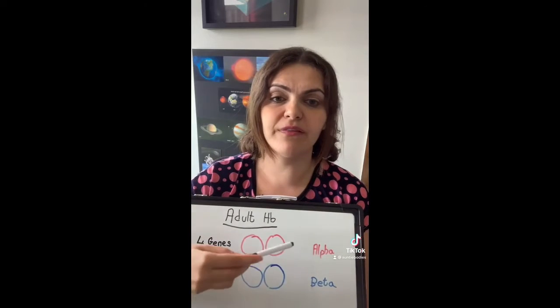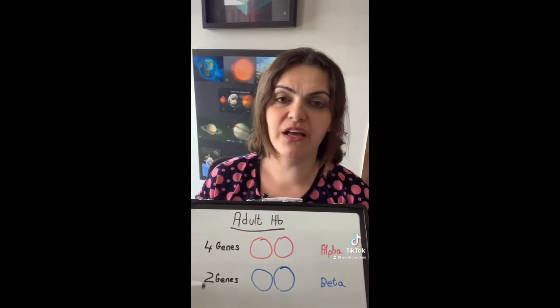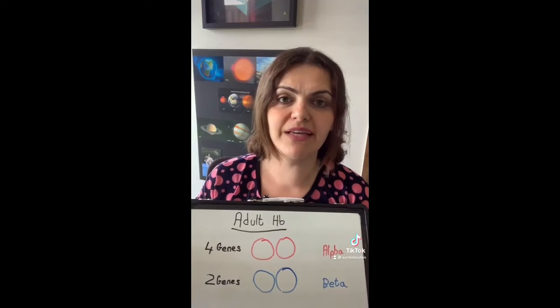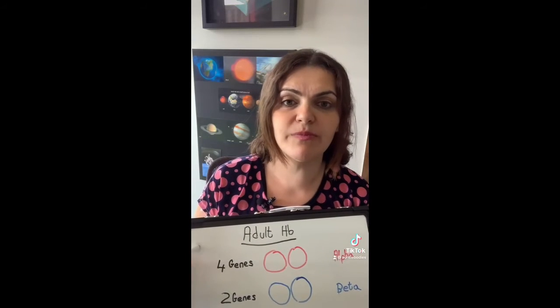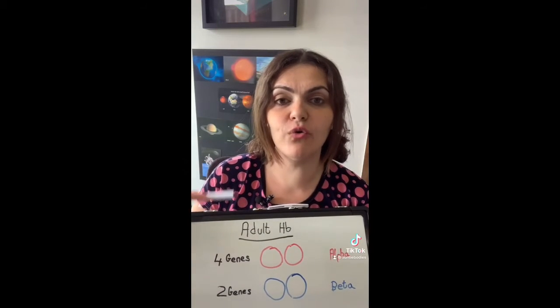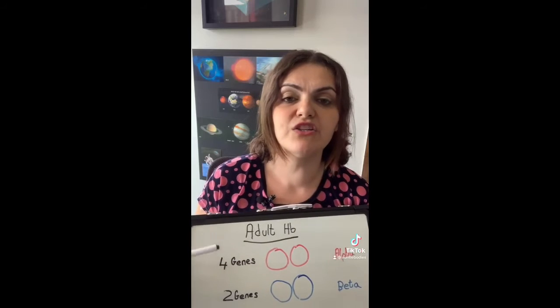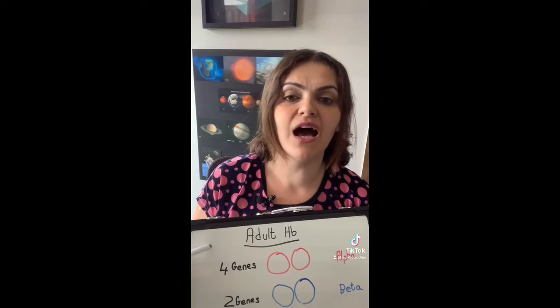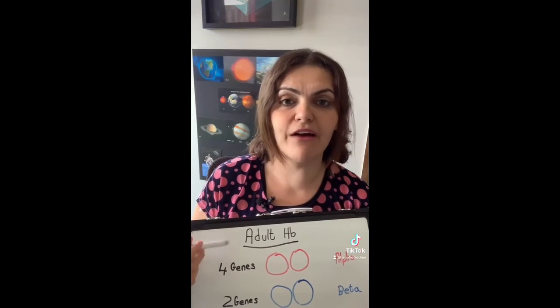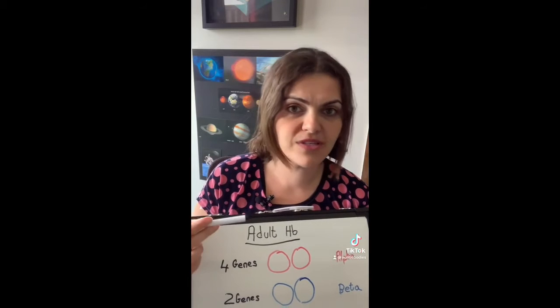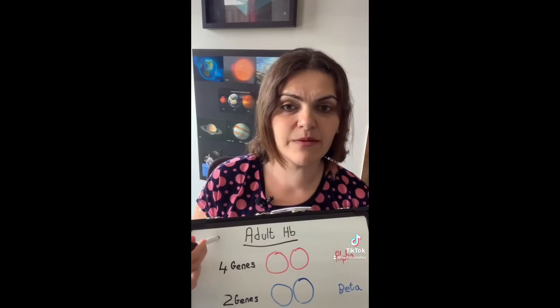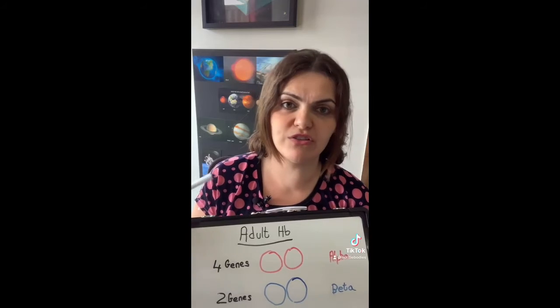Now, with alpha minor and beta minor, the way they present in complete blood count is that your red blood cells will be smaller than usual and they'll have lower levels of hemoglobin. So if you remember from last time, our CBC will have low MCV, so low size, and lower MCH and MCHC, so lower hemoglobin concentration.